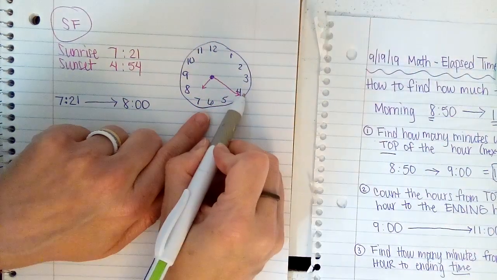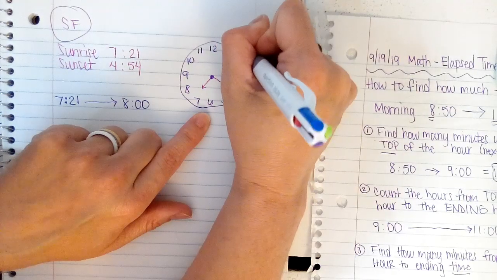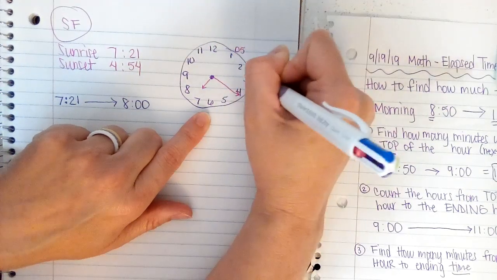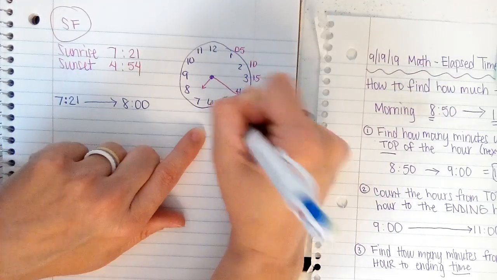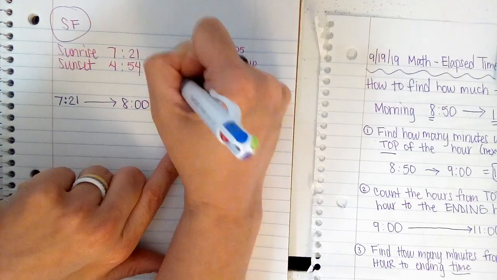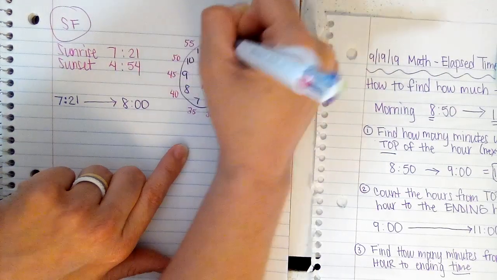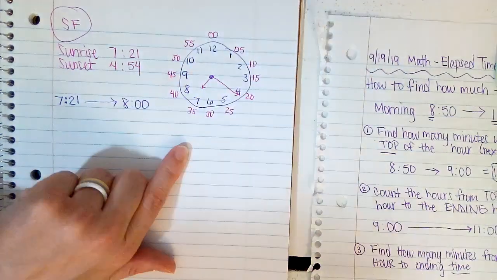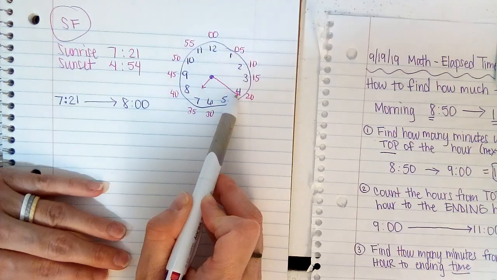Okay, the 4, when we're thinking of minutes, it's by fives. 5, 10, 15, 20, 25, 30, 35, 40, 45, 50, 55, 60, which is 0, 0 when we're thinking of minutes. So this is showing 7:21.